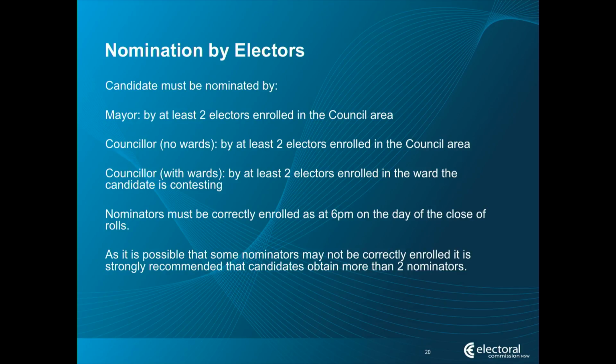Nomination by electors. Candidates may be nominated for Mayor by at least 2 electors enrolled in the council area. For councillor, where there are no wards, by at least 2 electors enrolled in the council area. For councillor with wards, by at least 2 electors enrolled in the ward the candidate is contesting. Nominators must be correctly enrolled as at 6 p.m. on the day of the close of rolls. As it is possible that some nominators may not be correctly enrolled, it is strongly recommended that candidates obtain more than 2 nominators on their nomination form.